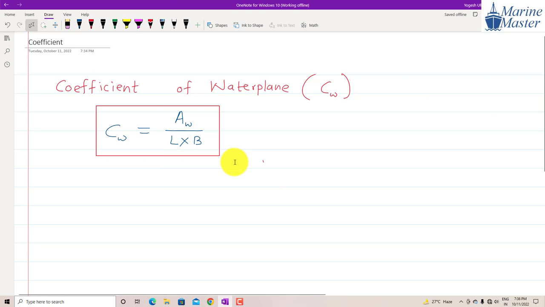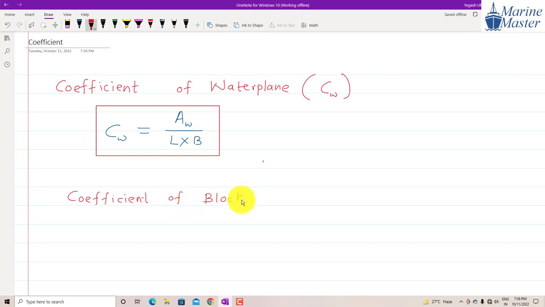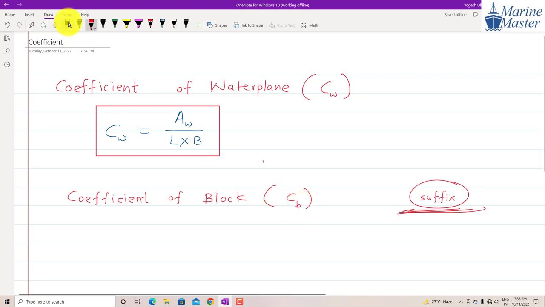Now after the coefficient of water plane, next is coefficient of block. Give the next heading, coefficient of block. How do we denote the coefficient of block, guys? We denote it by C suffix B. Suffix means at the bottommost, guys. Some people say suffix, some people say subscript. So CB will be equal to what?